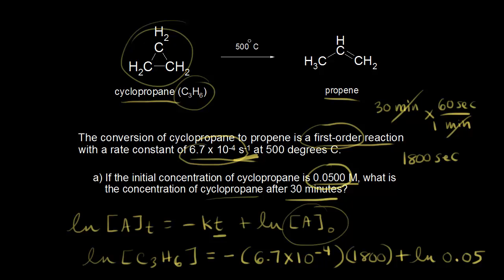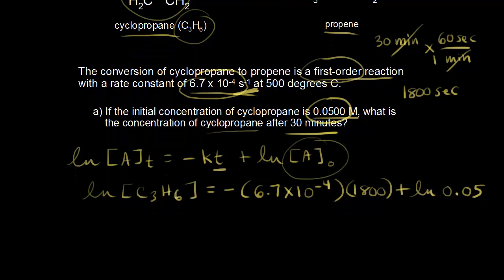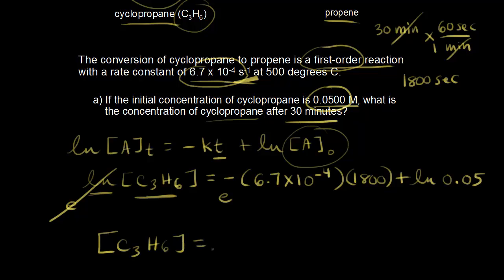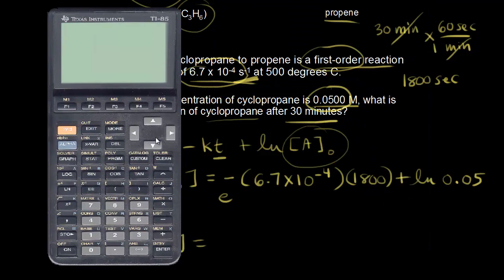All right, so let's think about what we would do to solve for the concentration of cyclopropane. Well, we have this natural log in here, so we could exponentiate both sides to get rid of our natural log. If we exponentiate both sides, that gets rid of our natural log here, and that would give us the concentration of cyclopropane after 1800 seconds. So let's do that math on the right side.